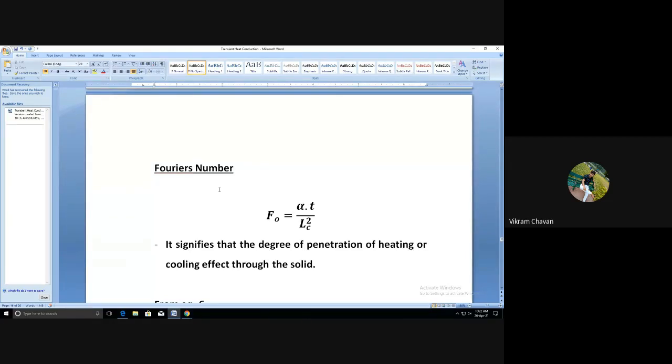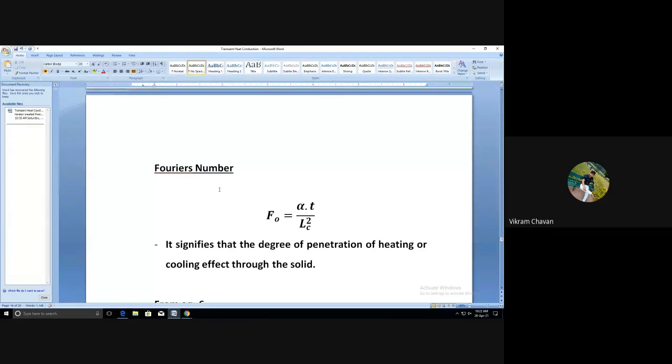solid. Okay, degree of penetration means what? How far that particular heat can penetrate inside the solid. कितने दूर तक उस solid में heat जा पहुंची है. और heat और cooling effect जा पहुंचा है, वो क्या रिप्रेजेंट करता है? Fourier number रिप्रेजेंट करता है.